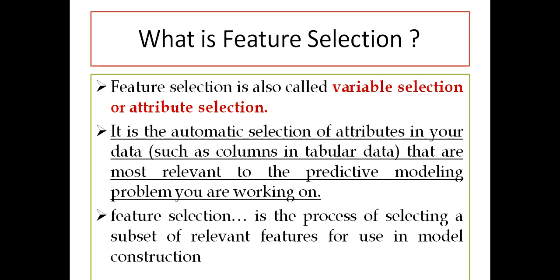So, feature selection is the process of selecting a subset of relevant features for use in model construction. This is a very important definition: feature selection is the process of selecting a subset of relevant features for use in model construction. Do mind the term subset.